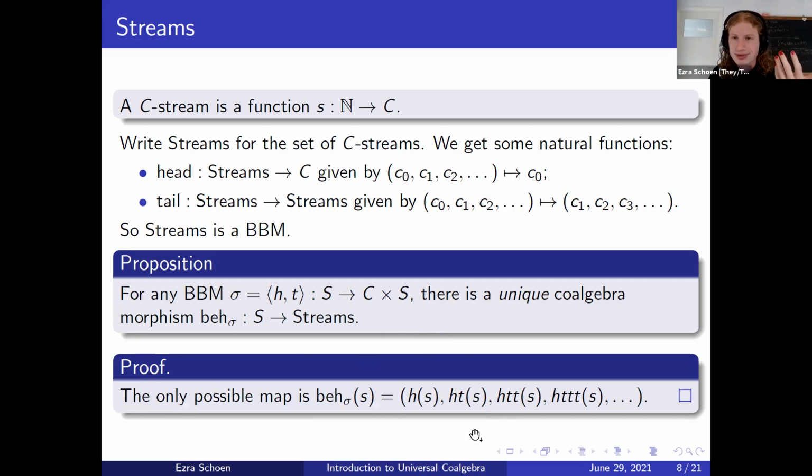And you can go through this. This is a nice exercise: if you have some state S, then this is a morphism of coalgebras, and it's the only such.